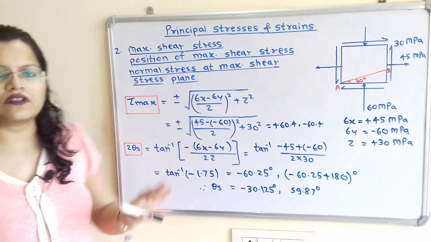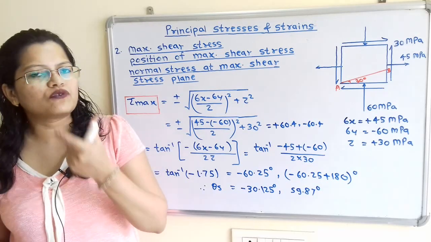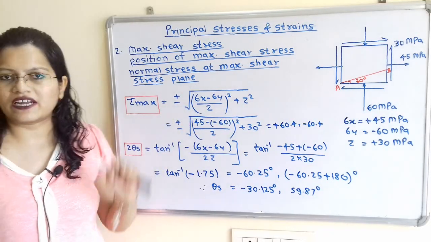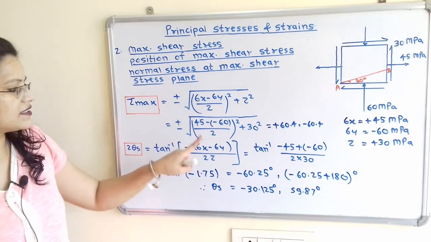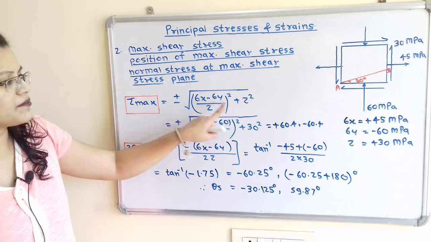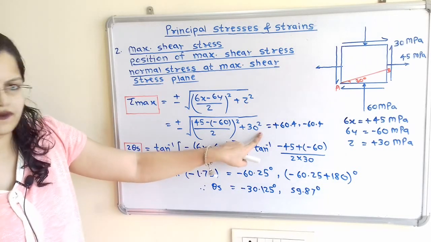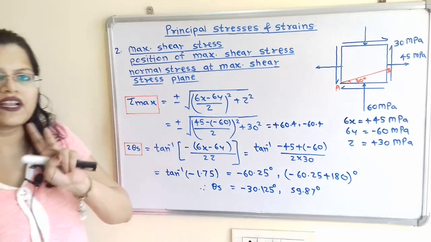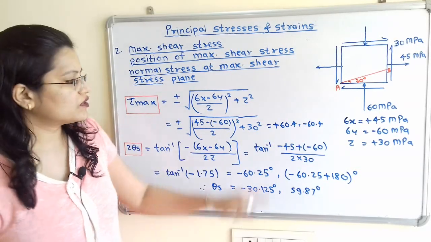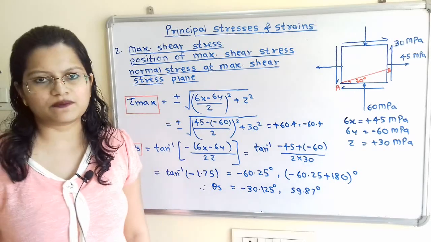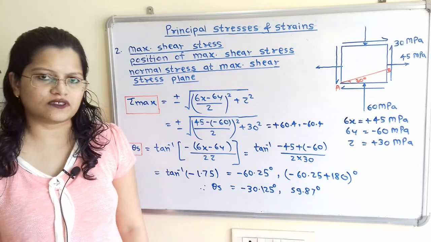Now if we observe the formula for the magnitude of principal stress, we have to take the second part of that formula. Now if we put in the values, we know sigma x is 45 and sigma y is minus 60, so 45 minus minus 60 by 2 bracket square plus 30 square. Here it is plus minus, so we will get two values, plus 60.4 and minus 60.4. This plus 60.4 is the maximum value. Now we will find out the position of maximum shear stress.